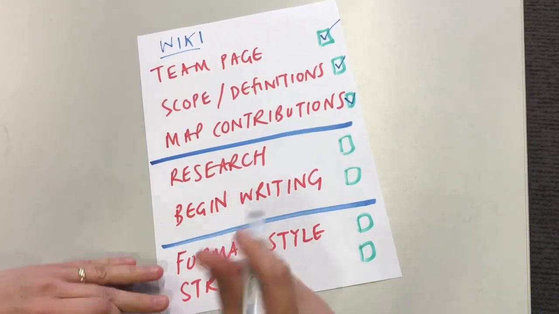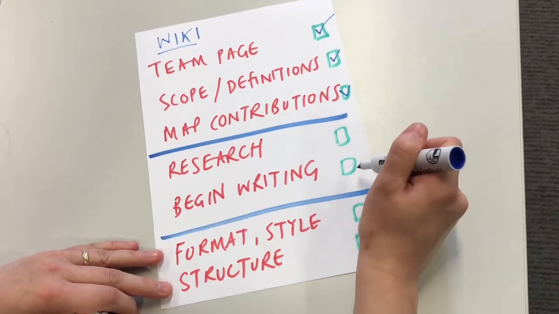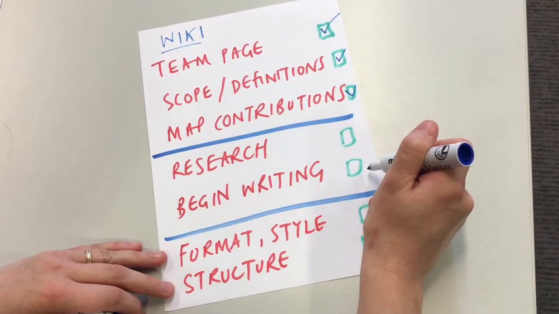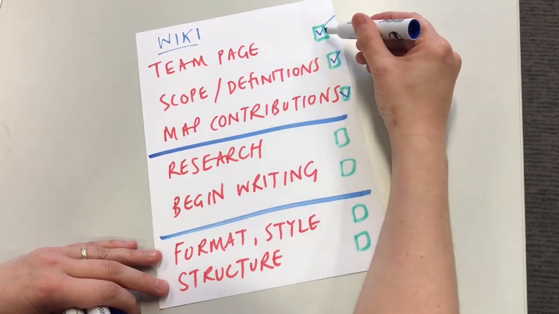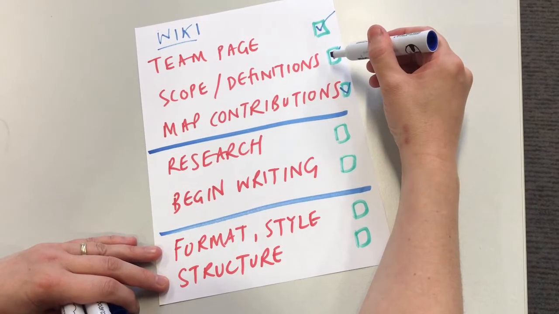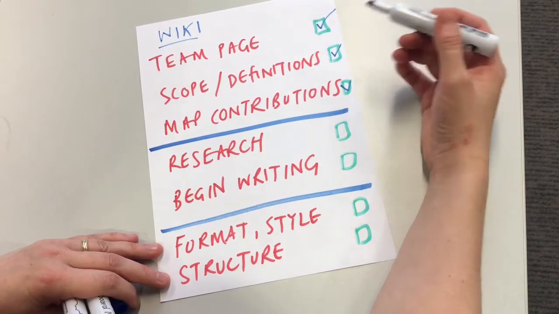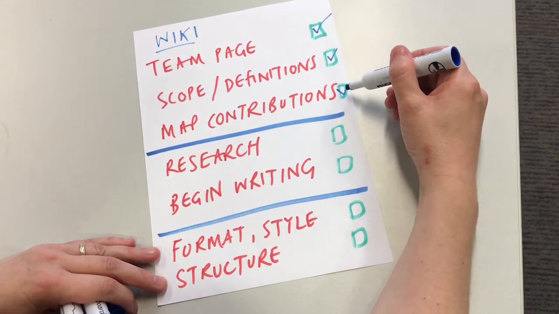So today we're going to be focusing on research and beginning to document your writing on the wikis. Now, if you recall, last week I asked you to do a team page, to have a page that describes the scope of your global issue and a definition for what the issue is, and also to map the contributions of your different team members.